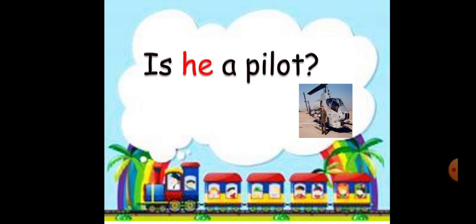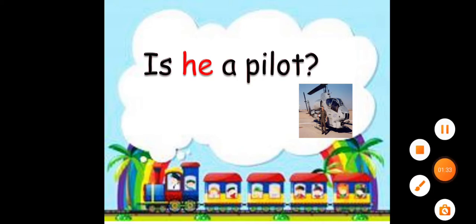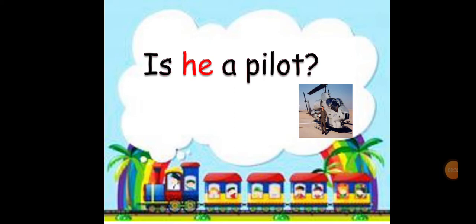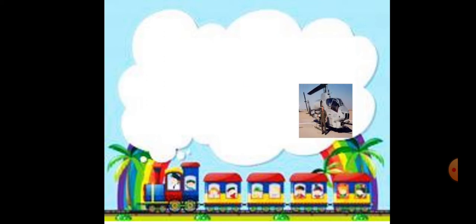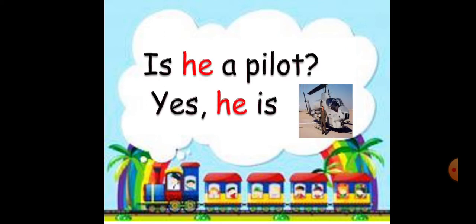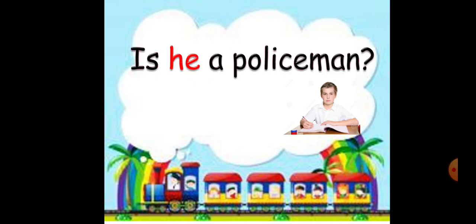Is he a pilot? Let's answer the question. So, we answer the question by saying, yes, he is. So, the man is a pilot. We answer with yes, then we put a comma. We have he in the question, so we put he in the answer, and we started the question with is. So the right answer is yes, he is.